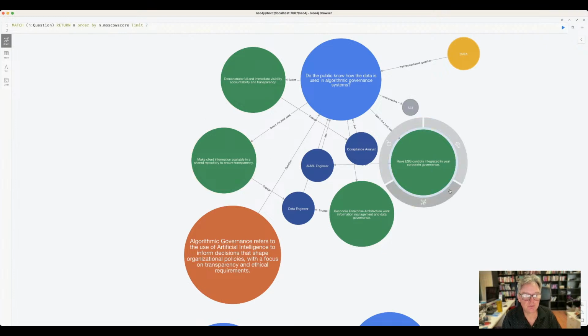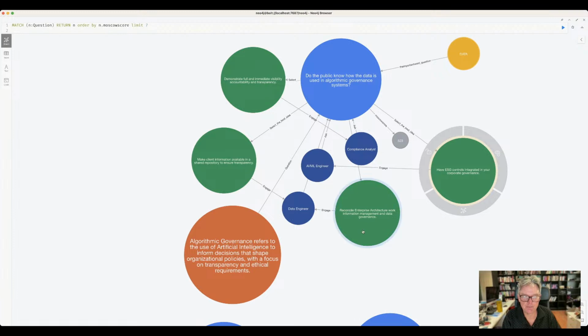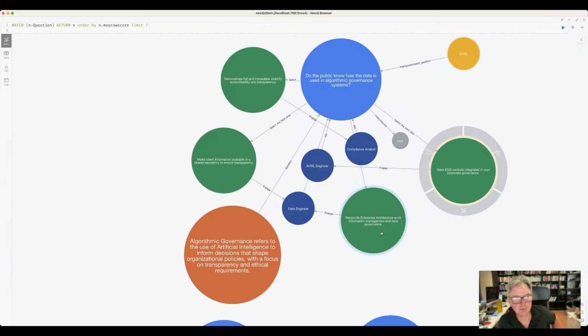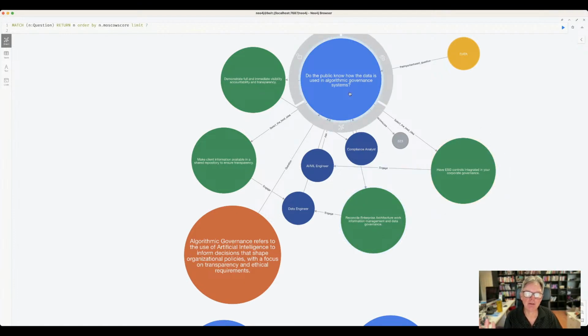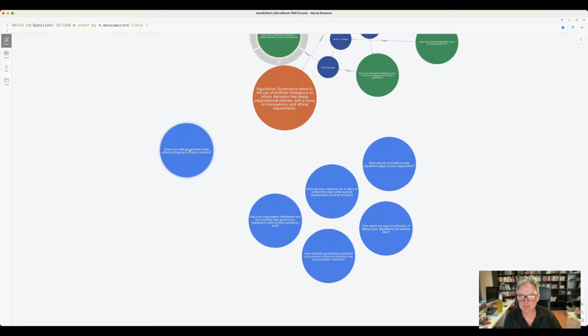Have ESG controls integrated in your corporate governance, which makes sense to me. Reconcile enterprise architecture work, information management, and data governance. So combine the two, basically. Just like we're doing with DevOps, combine this in AI Ops as an idea here. So do the public know how the data is used in algorithmic governance systems? One of the 7 most important questions to ask, and these are the activities that you can be doing here. Let's move on to the next question.